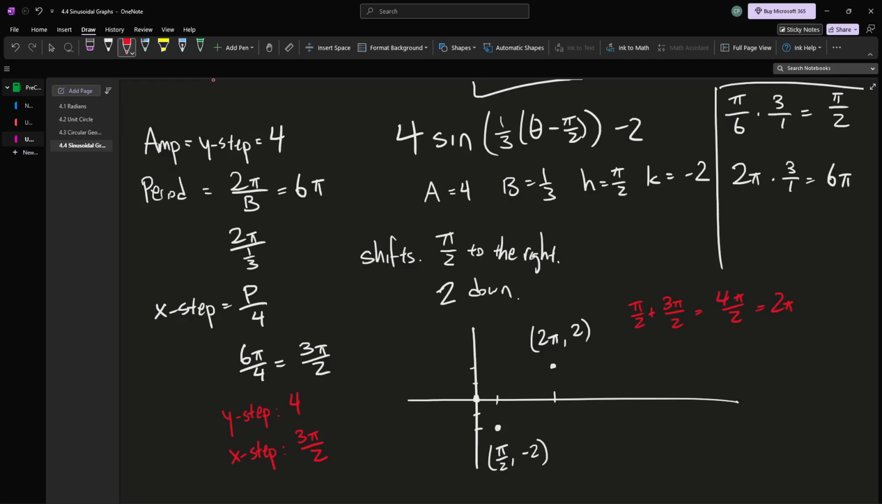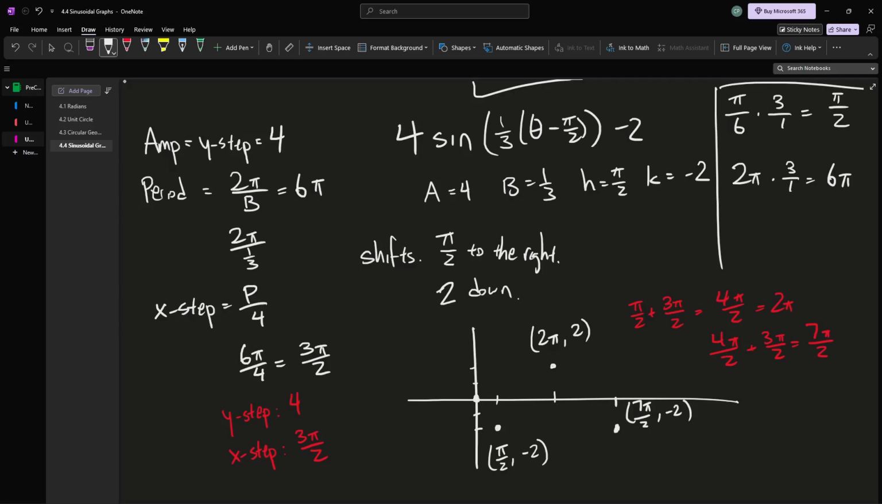And then we want to continue on. 4 pi over 2, which is this, plus 3 pi over 2, gives me 7 pi over 2. So that's my next location. And I actually want to go back down. So sine goes up, then it goes back down. So 2 minus 4 is back down here to negative 2. 7 pi over 2, negative 2.